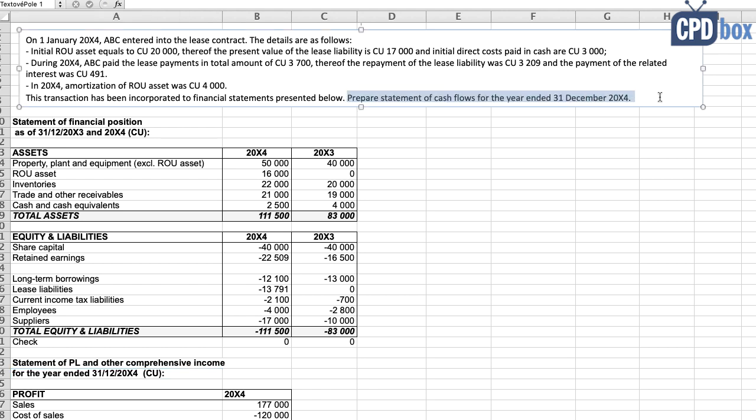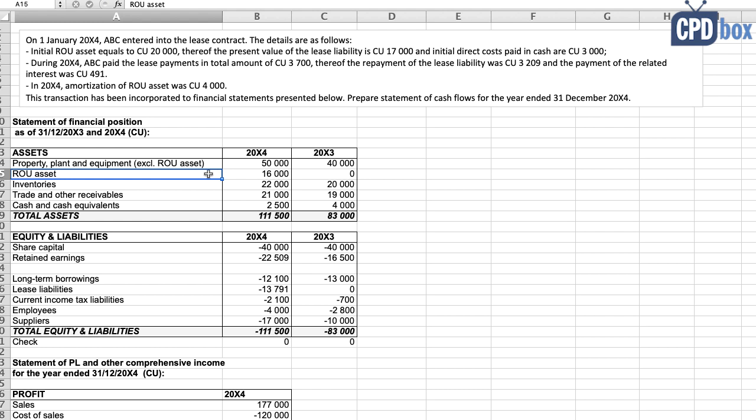To prevent any misunderstanding, CU simply means currency unit, instead of mentioning euro, US dollar, Japanese yen, or what have you. And before we actually start working on the statement of cash flows, let me draw your attention to a few items in these financial statements.